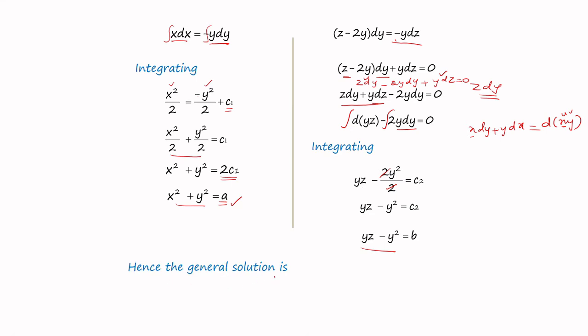So the general solution is phi of u comma v is equal to 0. What is u? x squared plus y squared. What is v? yz minus y squared. That you have to substitute here. Phi of x squared plus y squared comma yz minus y squared is equal to 0. So this is our solution of the given problem. Okay, now we pass on to the next problem.